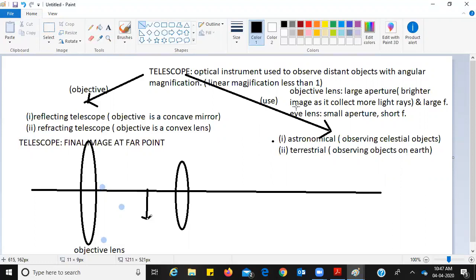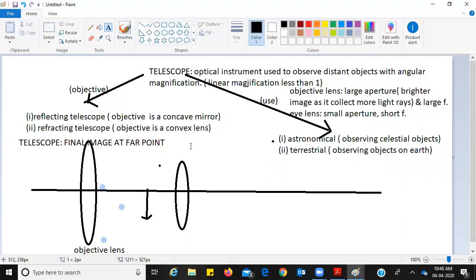We know the objective has to have a large focal length, and the eye lens has a short focal length, right? Yes, sir. And the image formed by the objective lens will be at the focus of the eye lens when the object is at infinity. So if you draw this, FO and FE will be at the same point, right? Yes, correct.